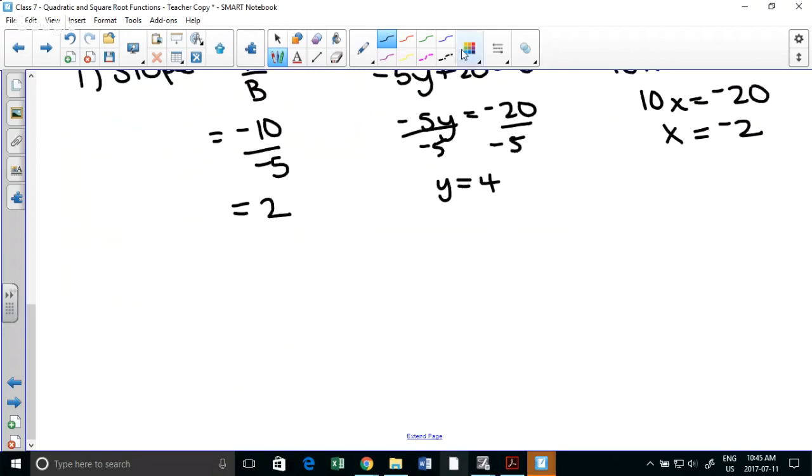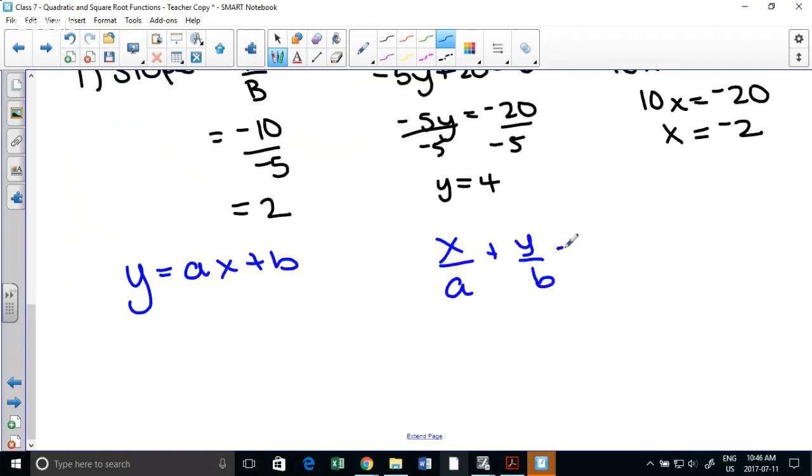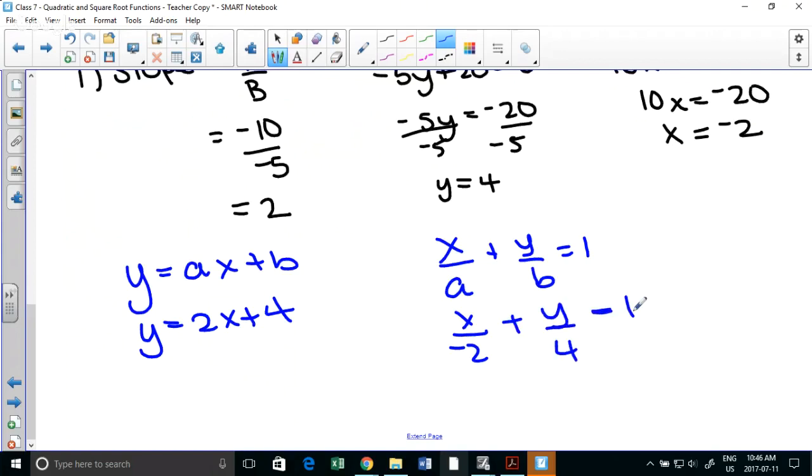Because I have all this information, I can just quickly make the forms. So y equals ax plus b, and x over a plus y over b is 1. So I have the slope is 2 and the y-intercept is 4. Here I have the x-intercept is -2 and the y-intercept is 4. So just by solving for these three things in general form, you can convert really easily to either one of the other forms.